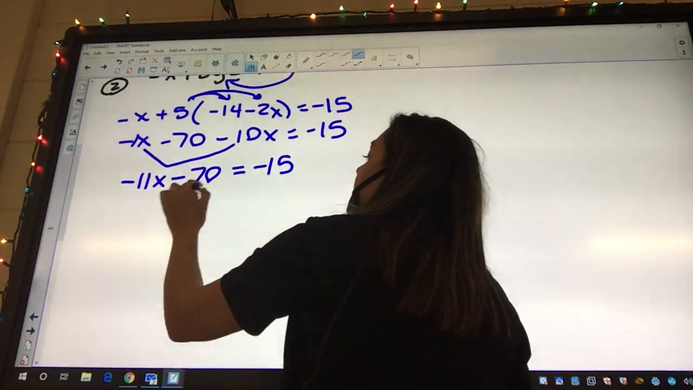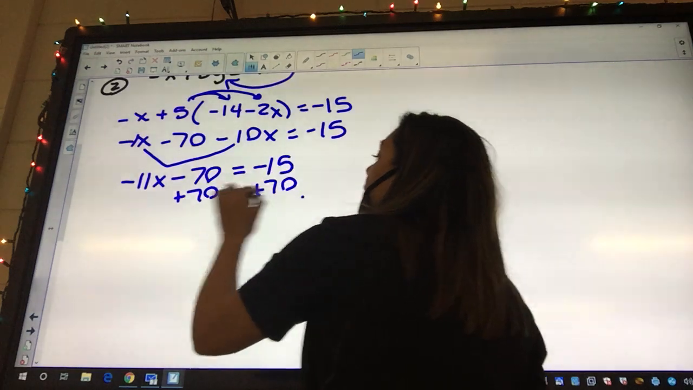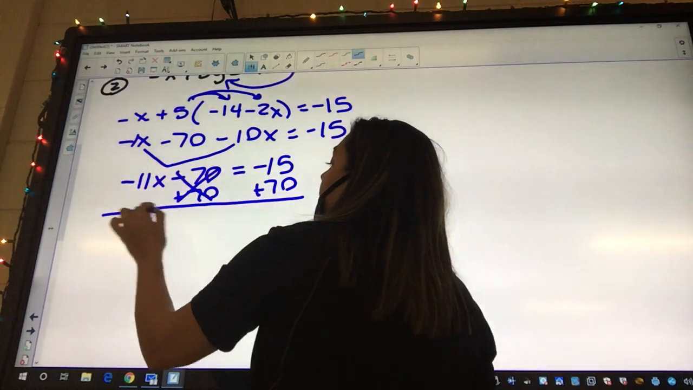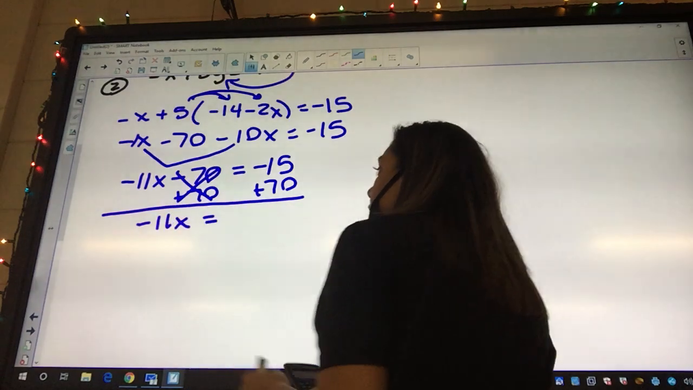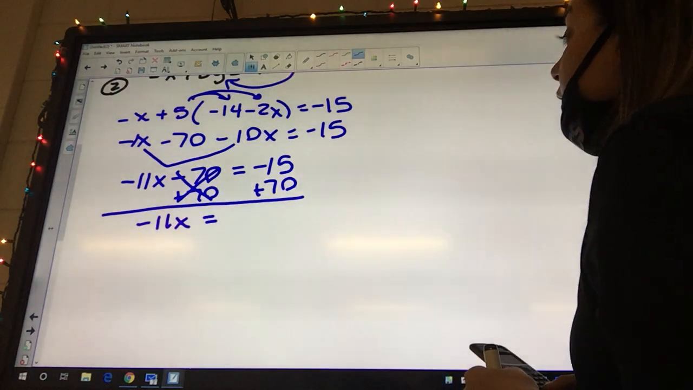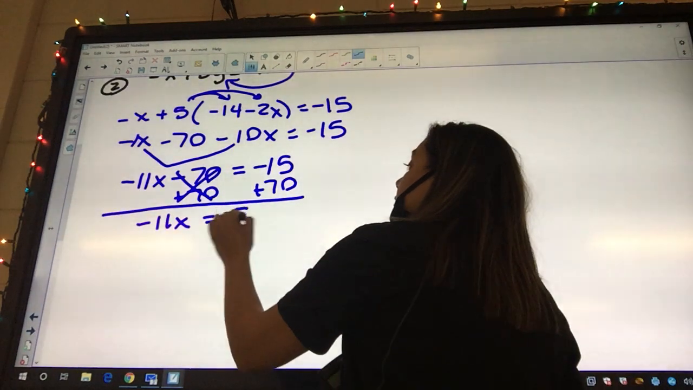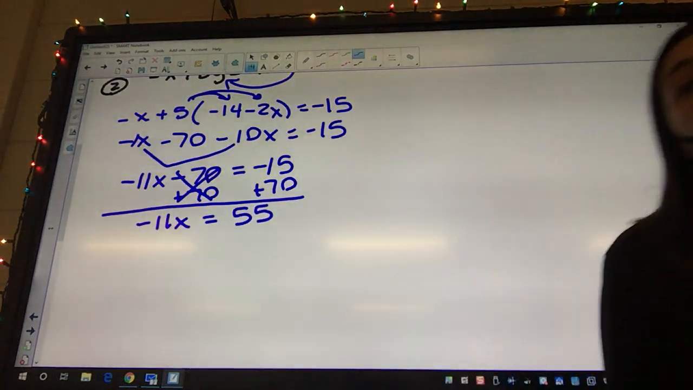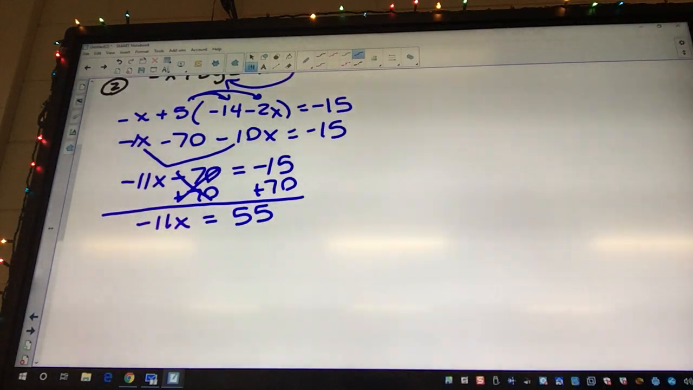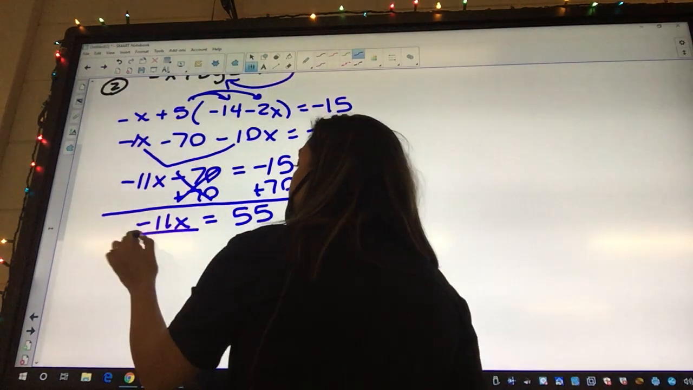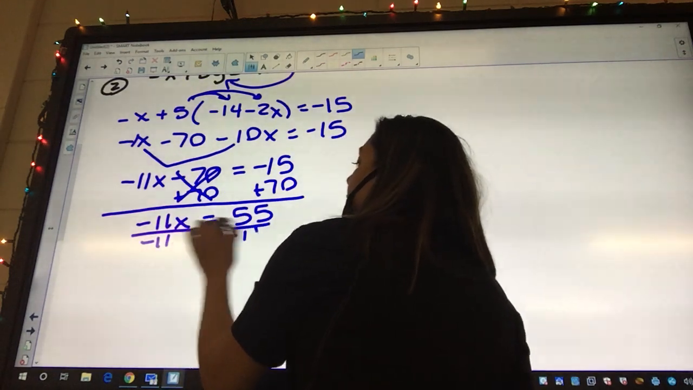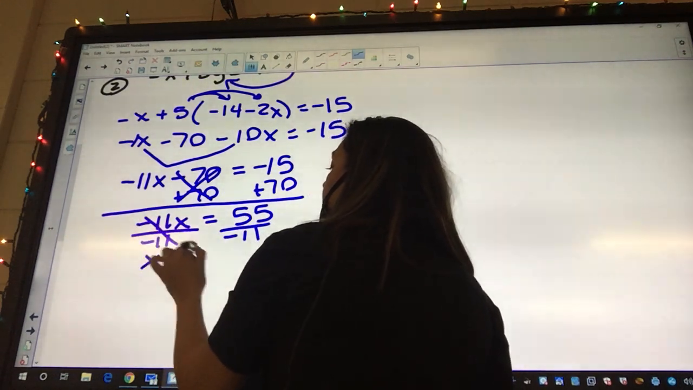And then we say plus 70, plus 70. I got negative 11x equals 55. Okay, what's our next step? Divide. I got x equals negative 5.